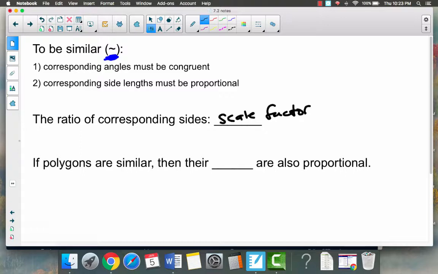And then it says if polygons are similar, then their perimeters are also proportional. So their perimeters are also proportional. So we'll kind of talk about that as well, knowing that as long as the shapes are related, then their perimeters would also have to be related. So these things on this page, make sure you write them down. They're very important. And then we'll go into a couple examples.